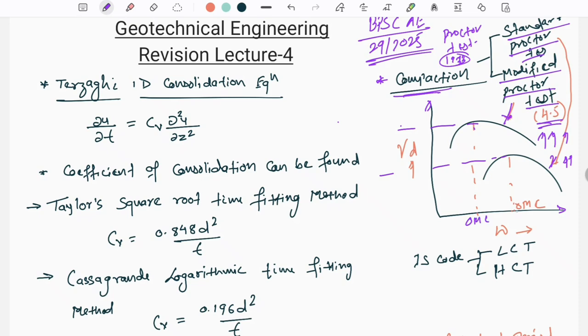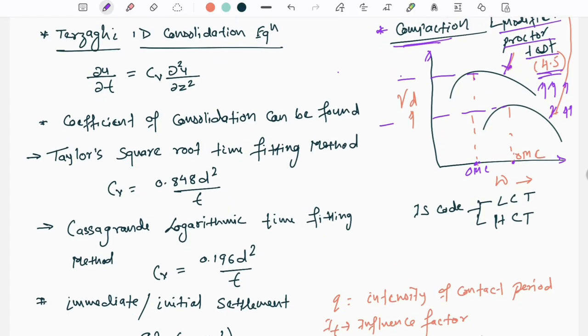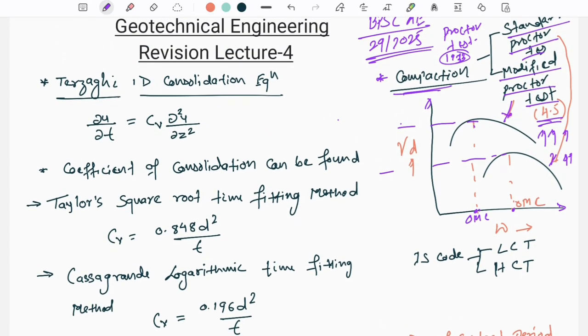Here the optimum moisture content is more, here the optimum moisture content is less. So as you go from standard to modified Proctor test, the optimum moisture content will reduce, and at the same time dry density will increase. The dry density of the soil will increase, meaning it will get more compact. This is the Proctor test.